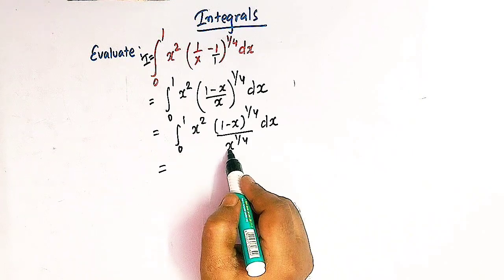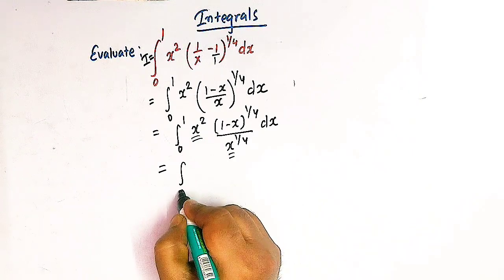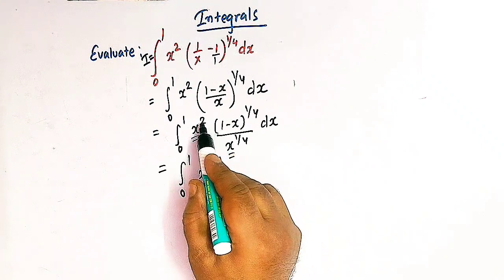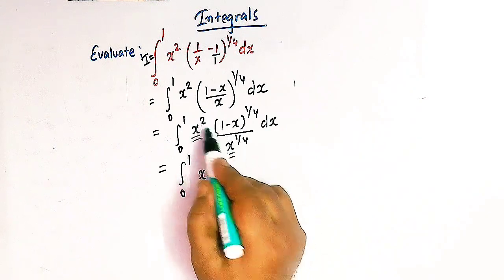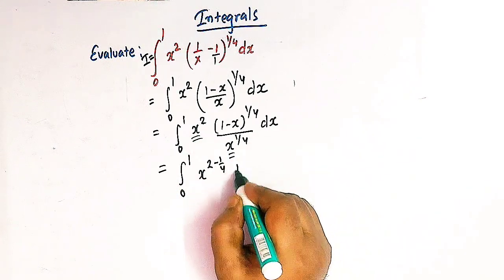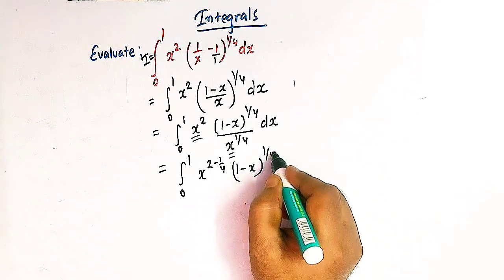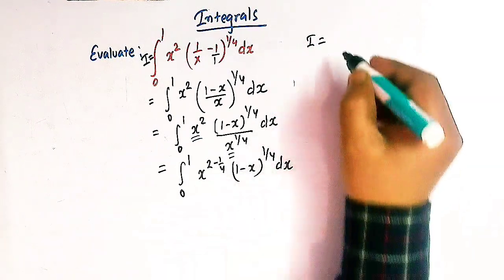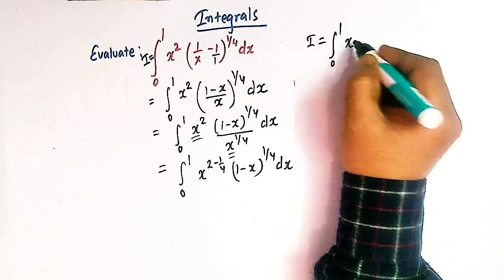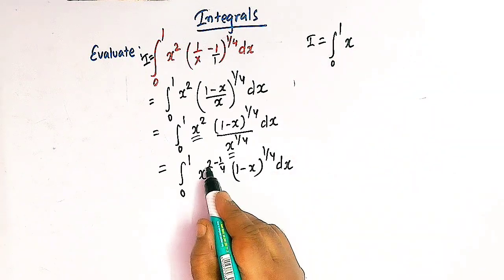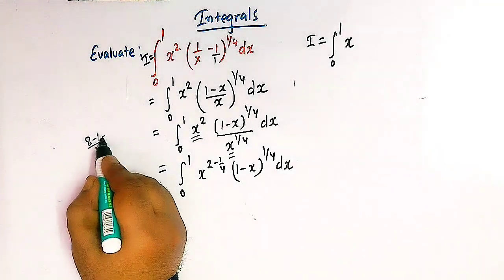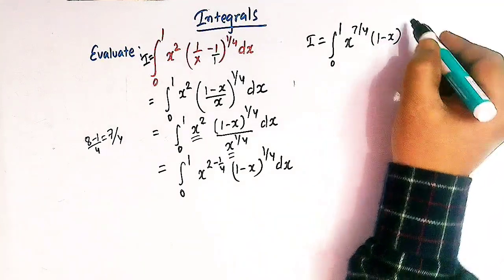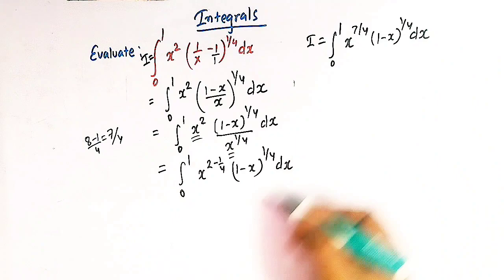Now combining these two terms, we can now write 0 to 1 x square, we have 2 minus 1 over 4. So we can subtract the powers by using the rules of exponent, and here we have 1 minus x raised to 1 by 4 dx. So now we can rewrite this integral as 0 to 1, and we have x raised to, this is 4 times 2 is 8 minus 1 over 4, that is 7 by 4. So here we have 7 by 4 and 1 minus x raised to 1 by 4 dx, right?